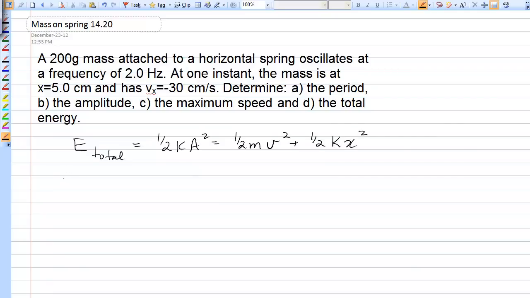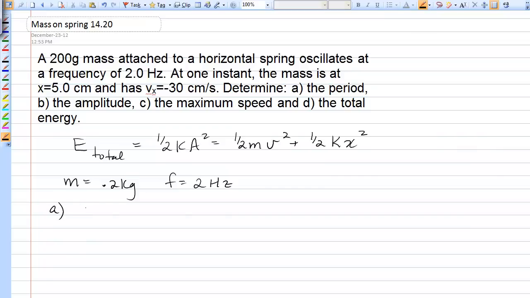So in this problem, we're given the mass, 0.2 kilograms. We're given the frequency is 2 hertz. And we're given the velocity and position for a particular time. And it doesn't matter what that time is. So let's start answering these questions.